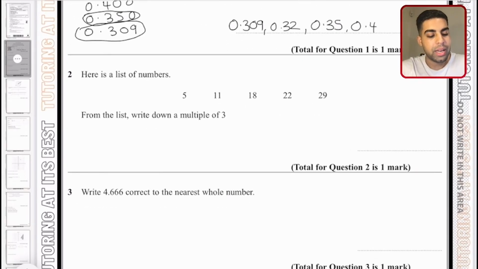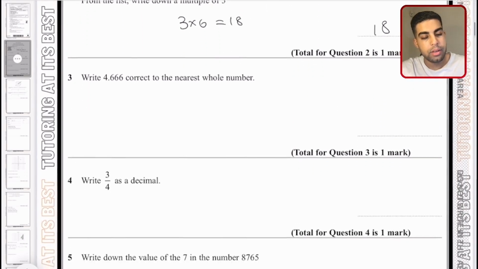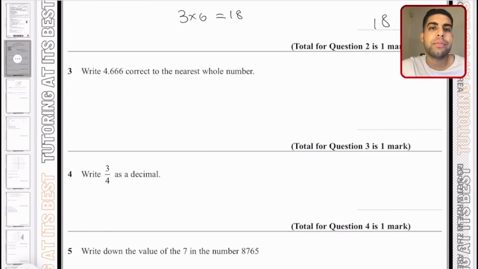Question number 2. Here is a list of numbers, and from the list, write down a multiple of 3. So that's a number that 3 goes into without a remainder. So again, we'll pick 18, because 3 times 6 equals 18. Question number 3. Write 4.666 correct to the nearest whole number. So again, as we know that the 6 is larger than 5, we're going to round up to 5.